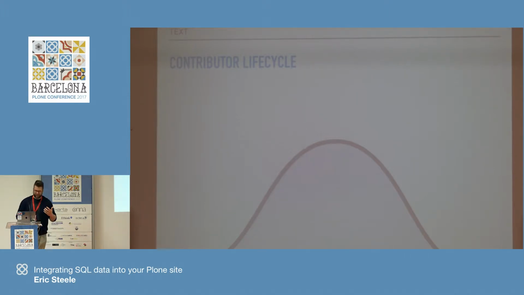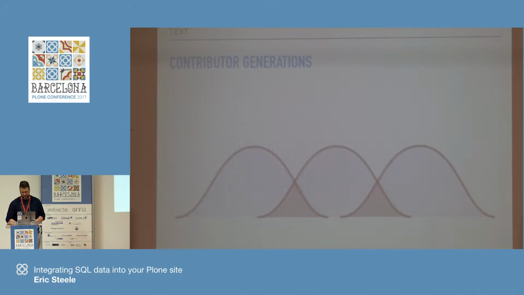Over time, typically people become highly involved, and they'll become less involved as things like economic pressures, personal lives, and job changes affect their ability to contribute. And the same thing happens with generations. So a group of contributors coming in will tend to look very much the same. And we've seen this in Plone, where there's an ebb and flow of major contributors to the project.